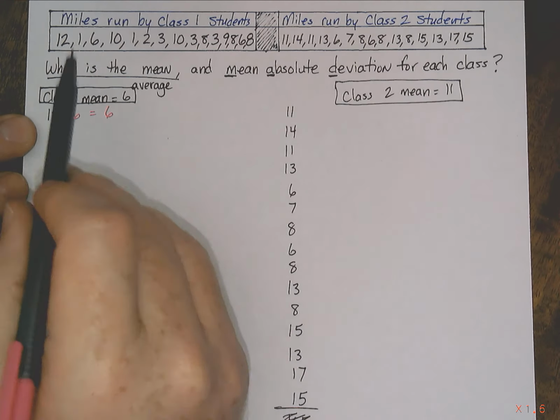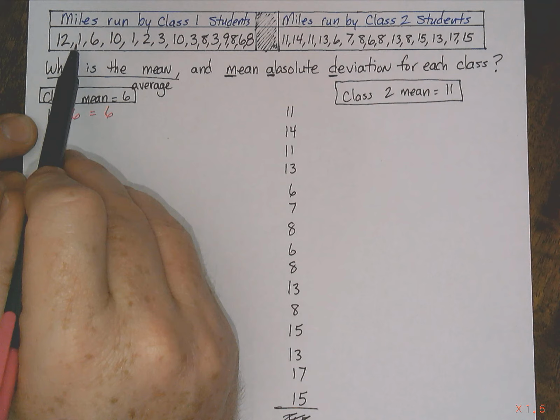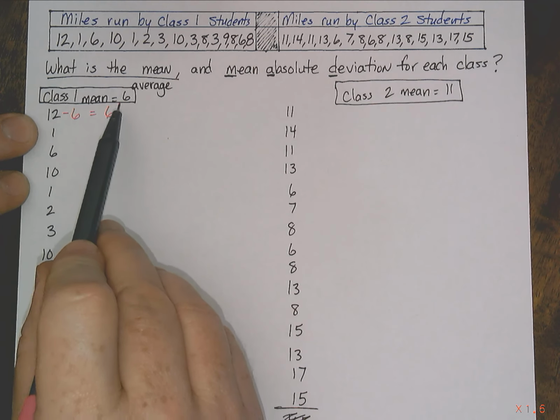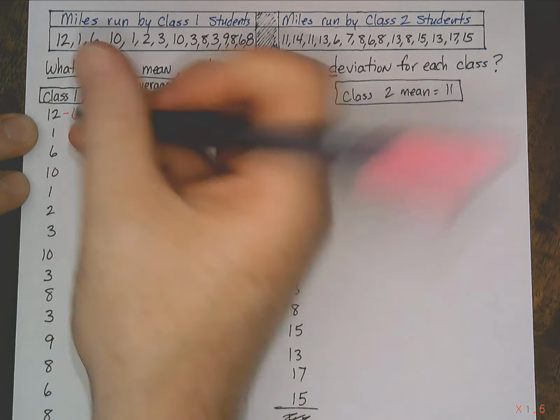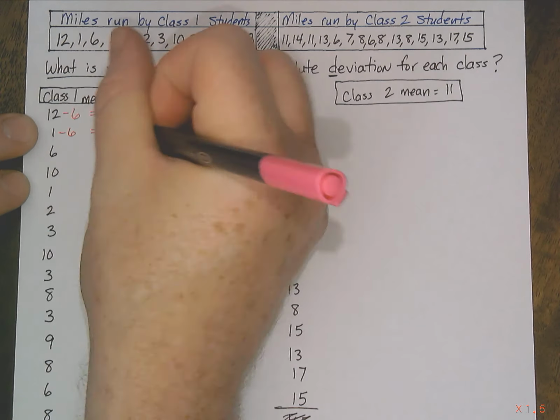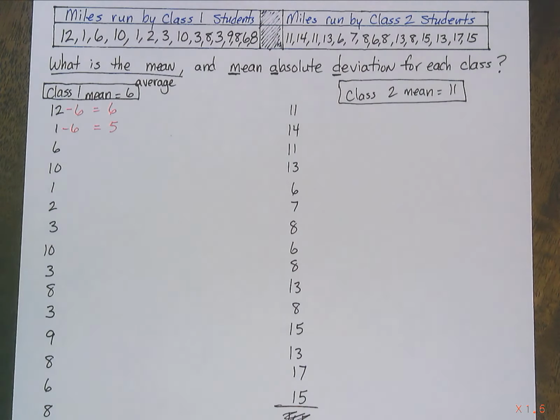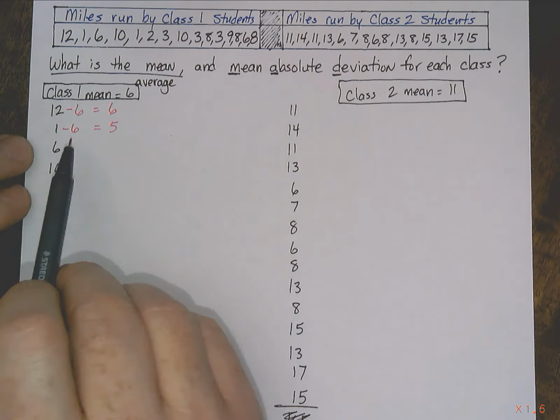For the second person, this second person only ran 1 mile, okay? He is below average, right? He's 5 miles below average. So 1 minus 6 is 5. Now, you might be thinking, wait a minute, that's negative 5, Mr. Freeland. 1 minus 6 is negative 5.